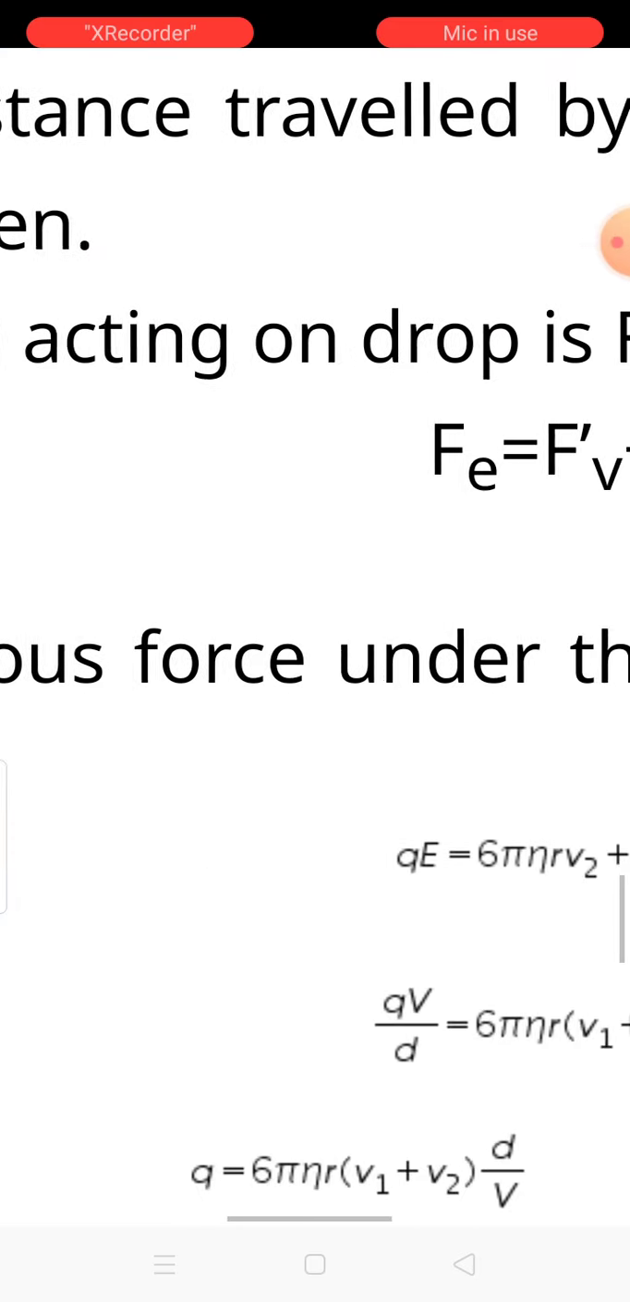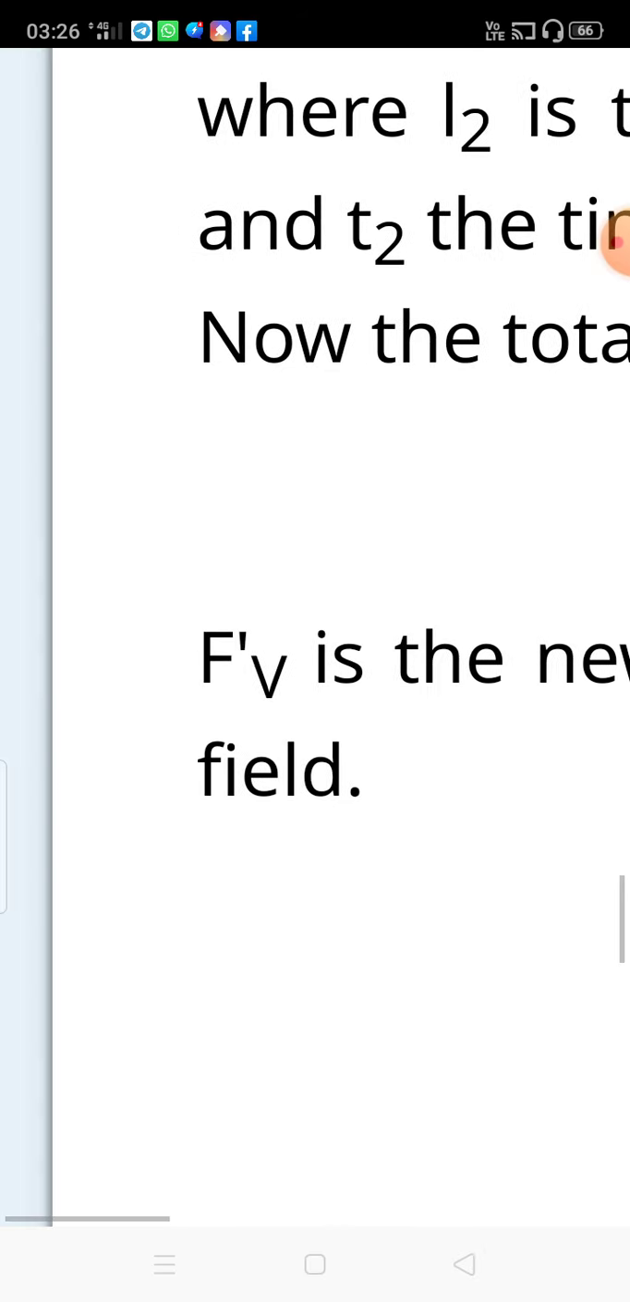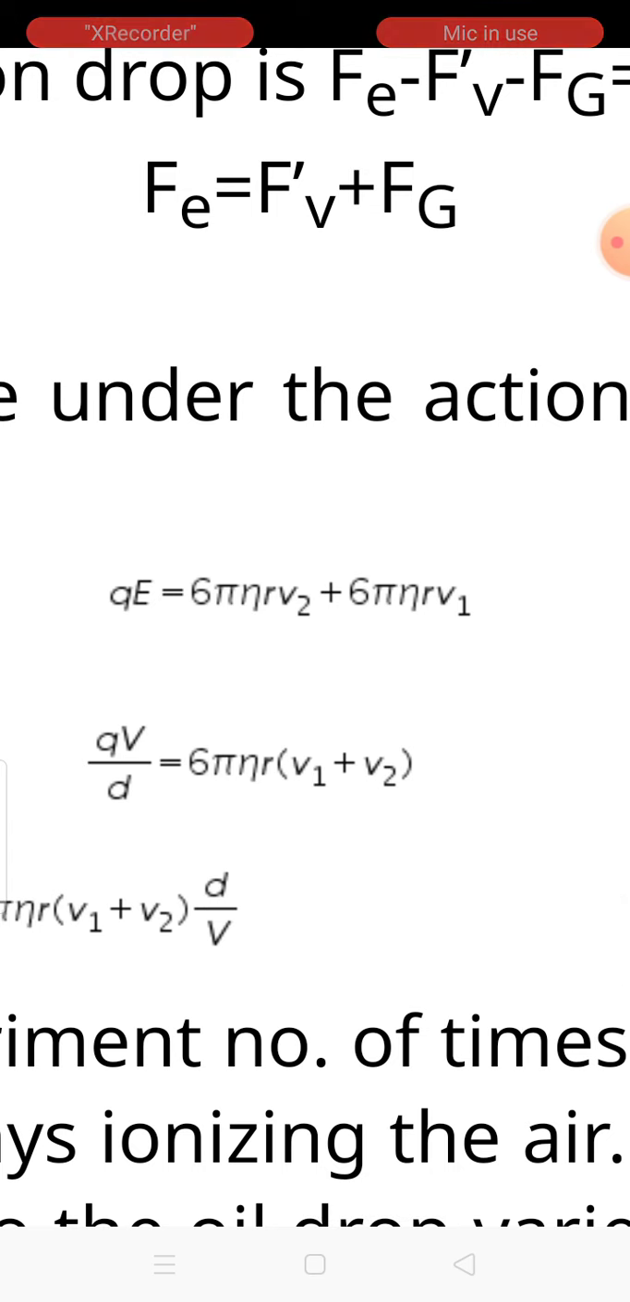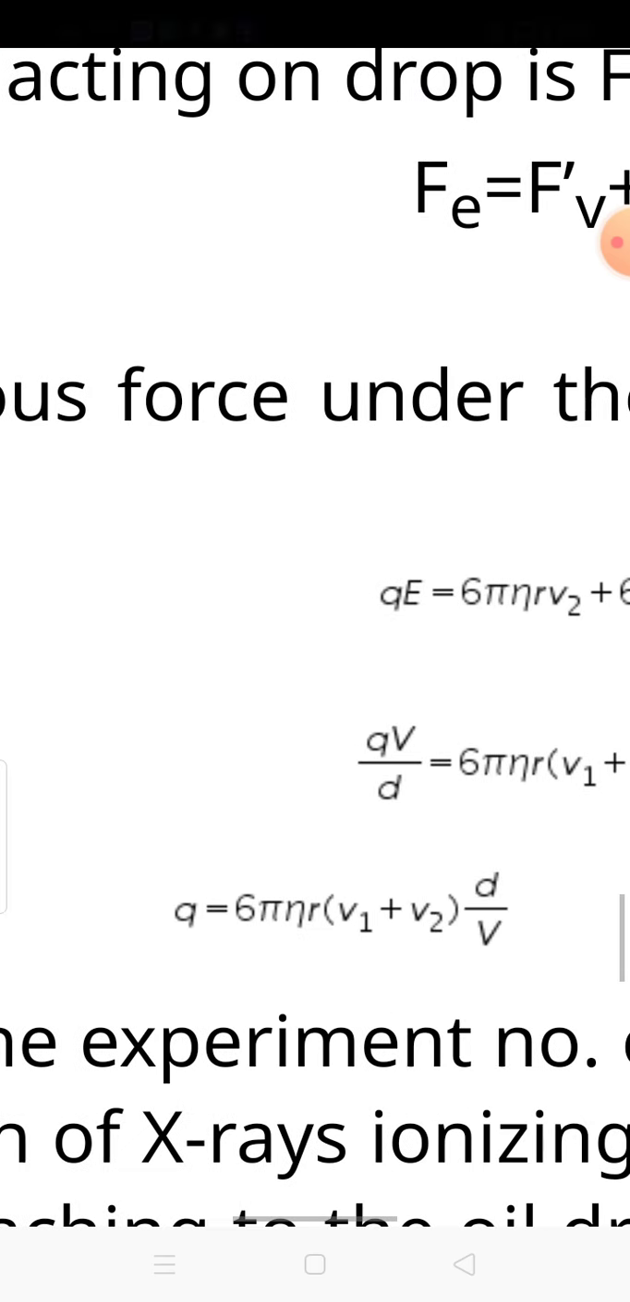F'b is the new viscous force under the action of the electric field, thus QV/d = 6πηrv2 + 6πηrv1, therefore QV/d = 6πηr(v1 + v2), and here we find Q = 6πηr(v1 + v2)d/V.